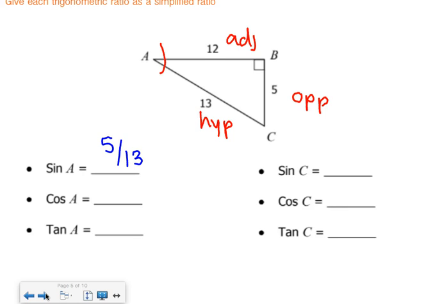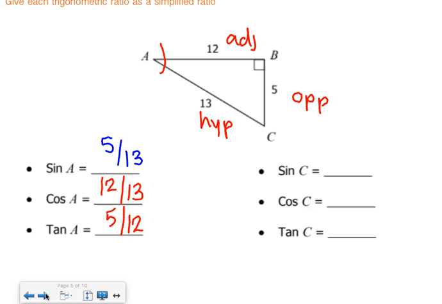Cosine is what 2 legs? Yep. So 12 over 13. And then tangent is what 2 legs? 5 over 12. You guys are great.